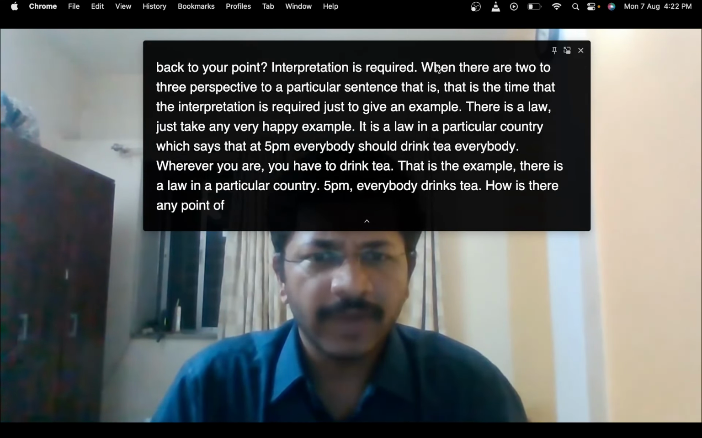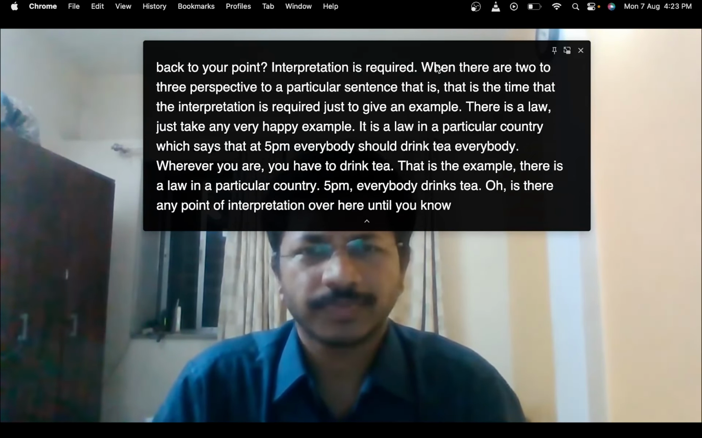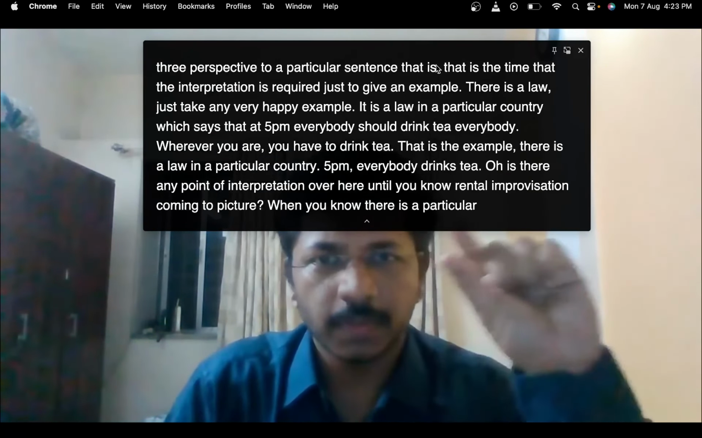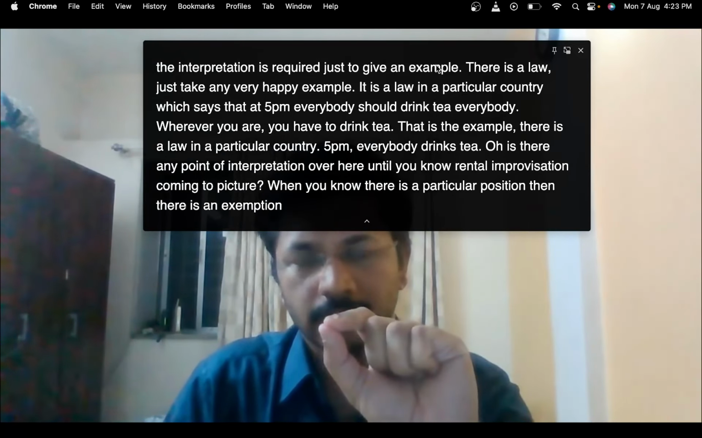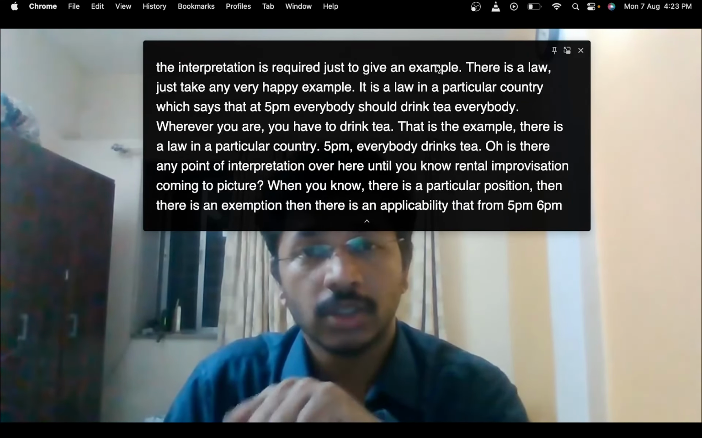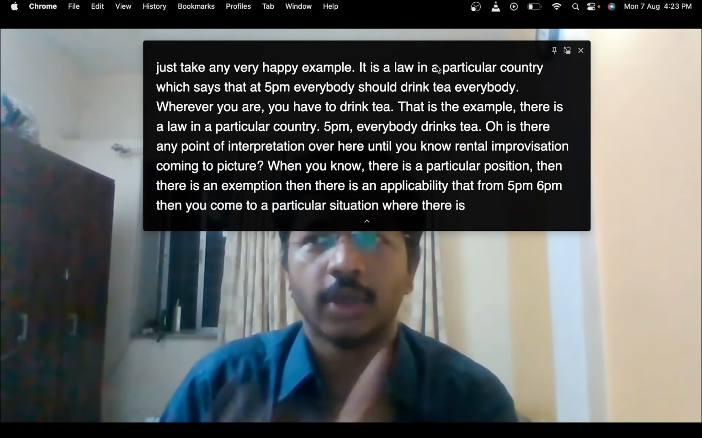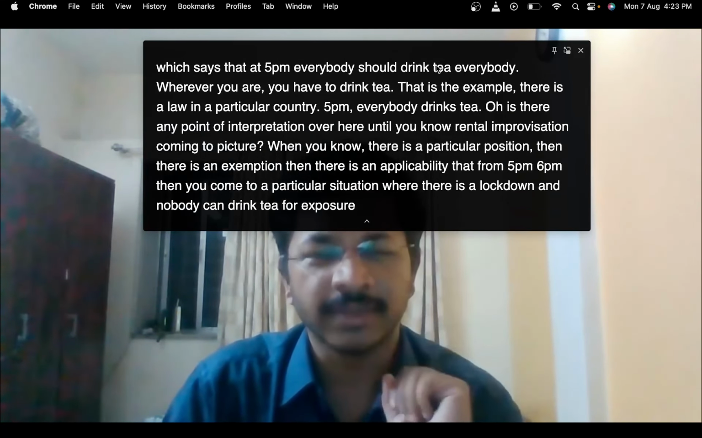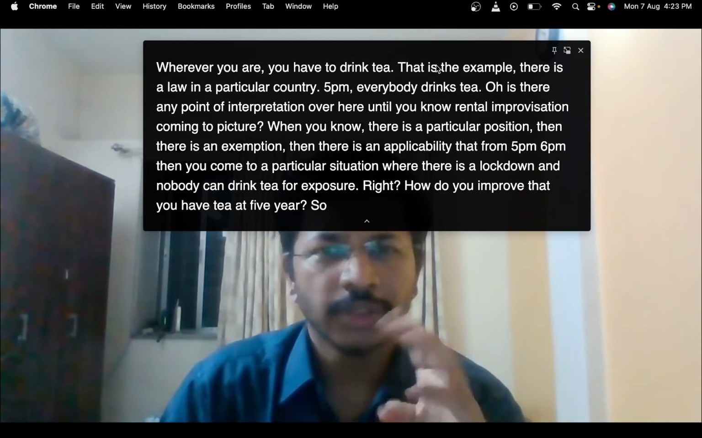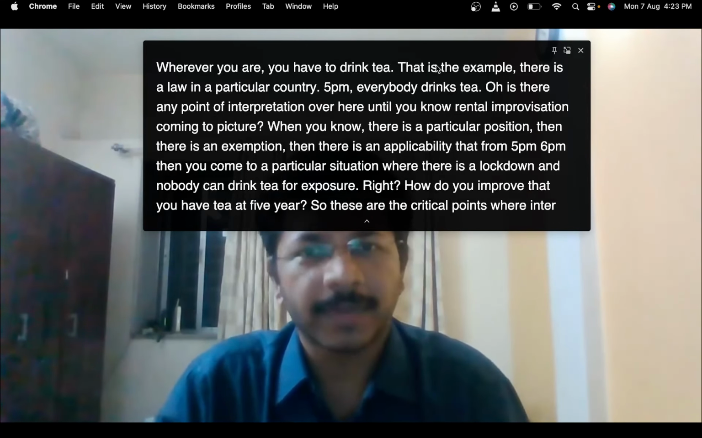Now, is there any point of interpretation over here? The answer is no. But when does interpretation come into the picture? When you know there is a particular provision, then there is an exemption, then there is an applicability, say from 5 p.m. to 6 p.m. Then you come to a situation where there is a lockdown and nobody can drink tea for XYZ reason. How do you prove that you have had tea at 5 p.m.? So these are the critical points where interpretation becomes relevant.